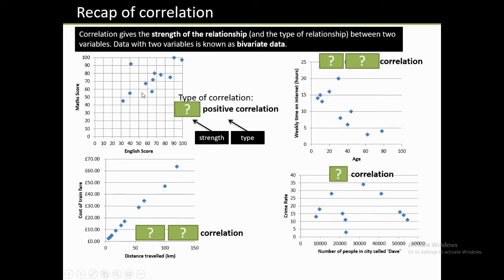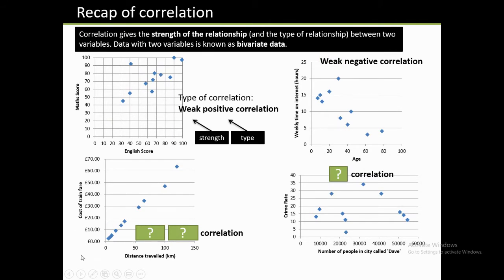However, these data points, they're not very closely aligned. They're not very close to a straight line. So we'd say that's a weak positive correlation. This one over here, we've got age versus the weekly time on the internet. Now, these data points are going generally from top left to bottom right. So we call that a negative correlation. Again, they're not close to a straight line, so I'm going to call that a weak negative correlation.